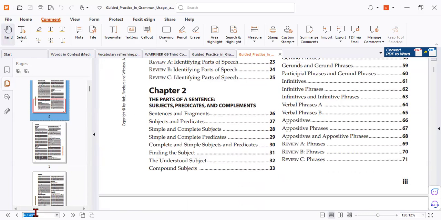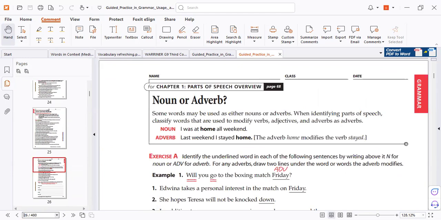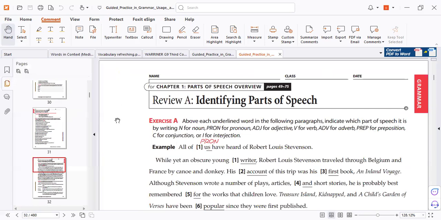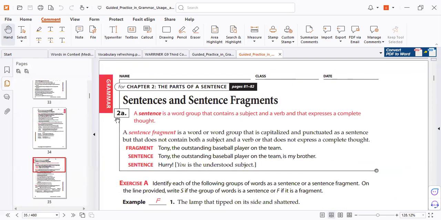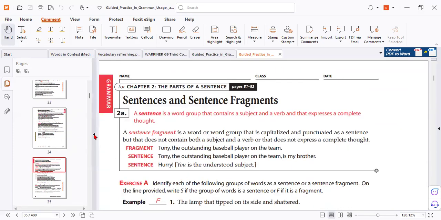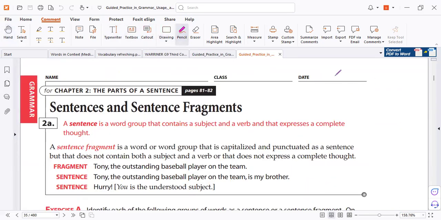Chapter number 26. We need to focus on this chapter because it's very easy. So what is a sentence and a sentence fragment? We agreed before that any sentence must have a subject and a verb and a complete meaning. If the sentence does not have a subject or verb or complete meaning, complete thought, it's not a sentence. We call it a fragment. Remember it?